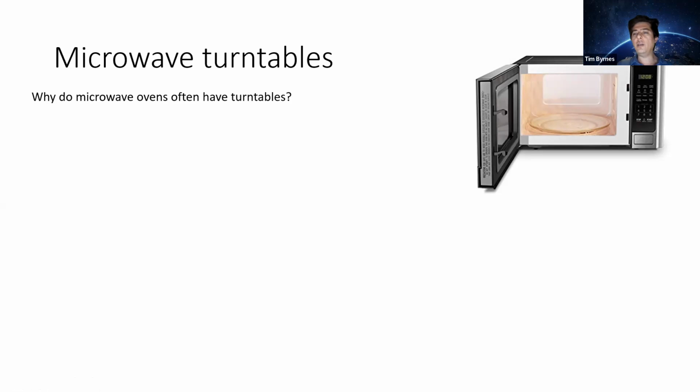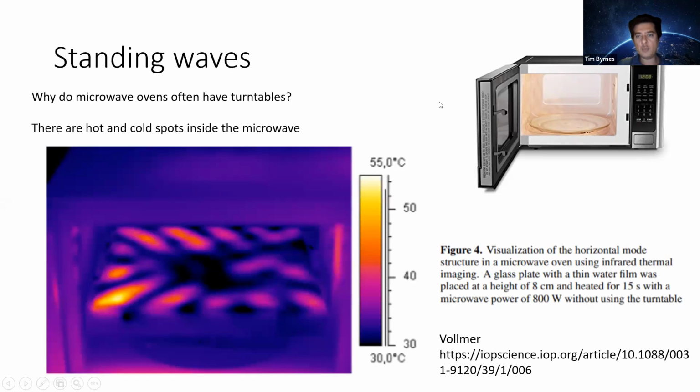My microwave at home doesn't actually have a turntable, and so you notice it a little bit more: you have something that's really hot on one part and not hot at all on another part. So why does this happen? It's basically because microwaves are produced in the oven, but because it's a box, there are standing waves that get generated within the microwave, and as we said, this means there are hot and cold spots.